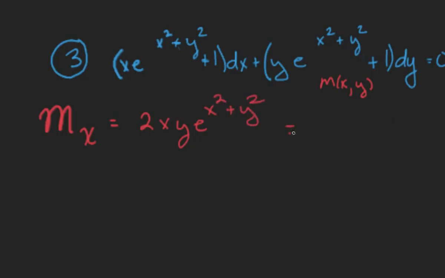And I want to know, does that equal the derivative of n with respect to y? So that would be, again, 2xy e to the x squared plus y squared, and the derivative of the 1 here is going to be 0. So we can erase that question mark and replace it with a check mark. They are exact.